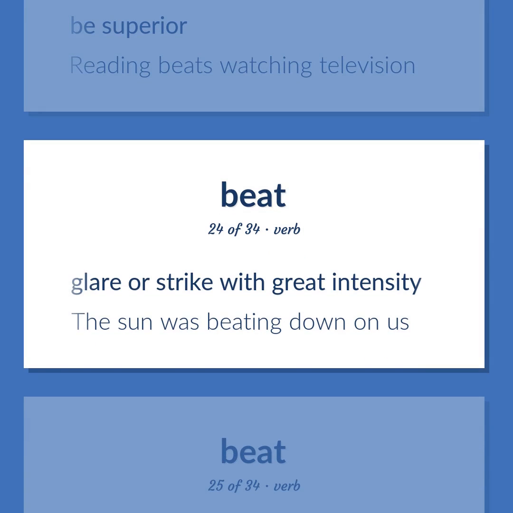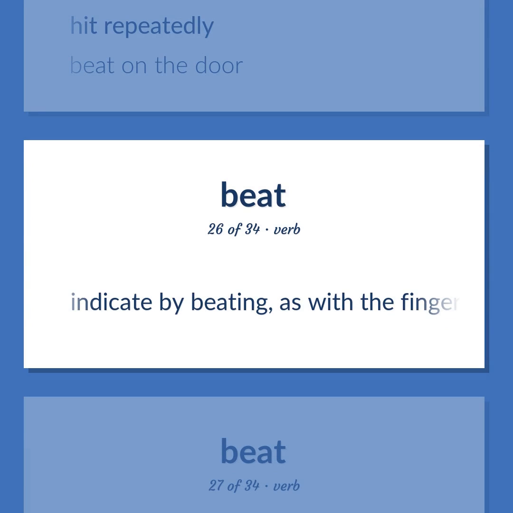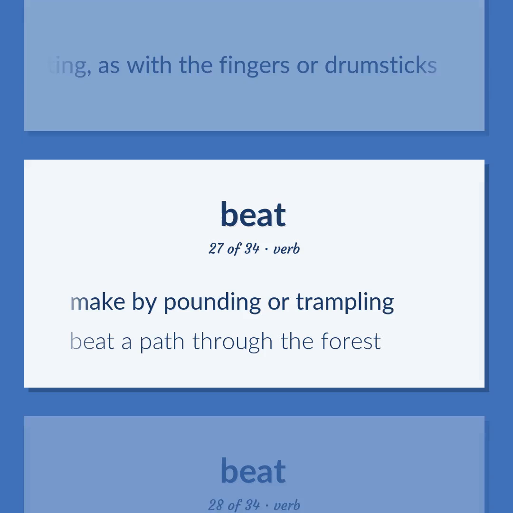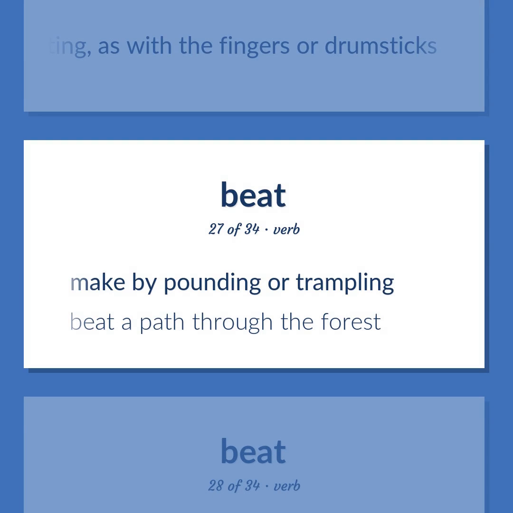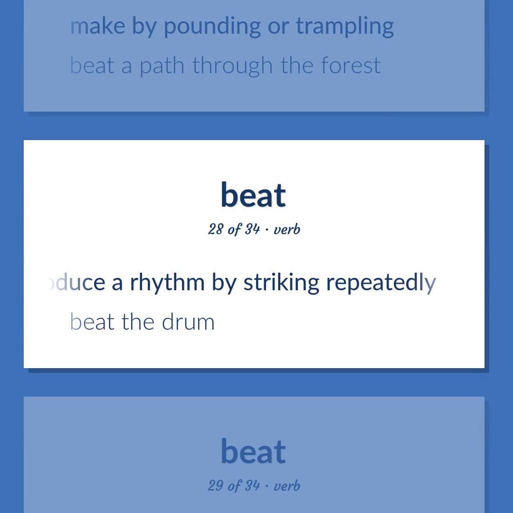Glare or strike with great intensity. The sun was beating down on us. Hit repeatedly. Beat on the door. Indicate by beating, as with the fingers or drumsticks. Make by pounding or trampling. Beat a path through the forest. Produce a rhythm by striking repeatedly. Beat the drum.